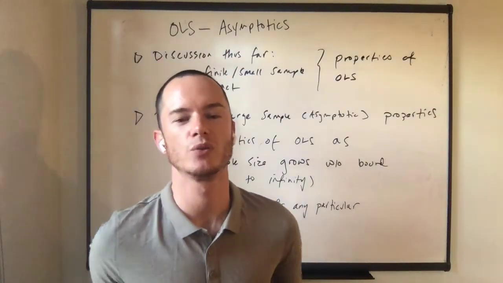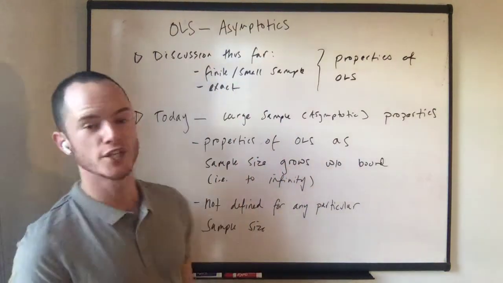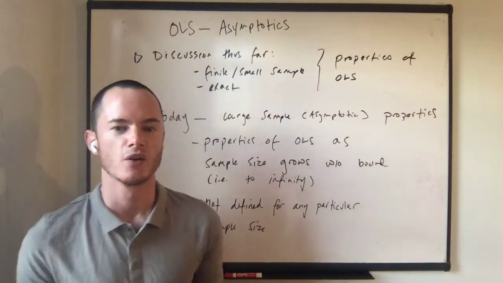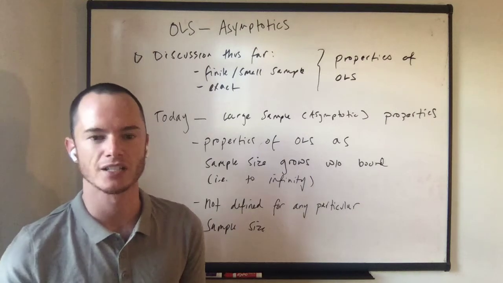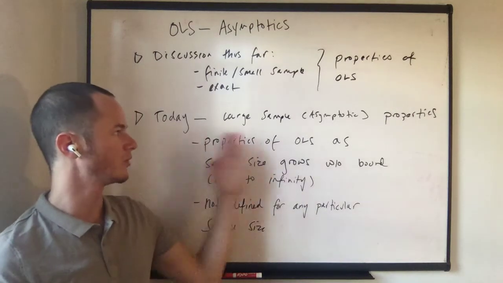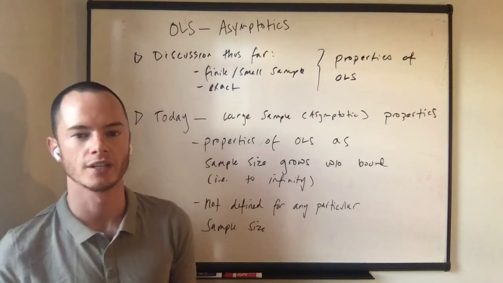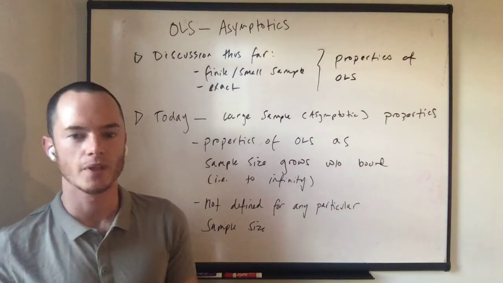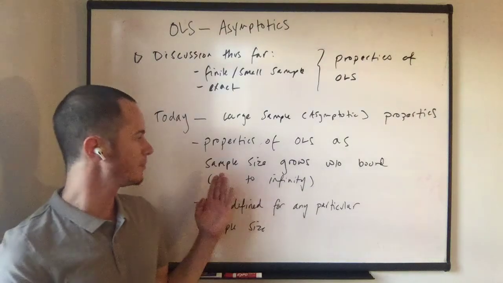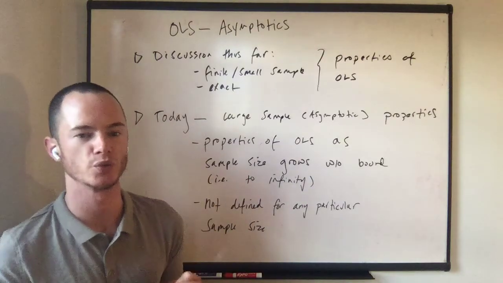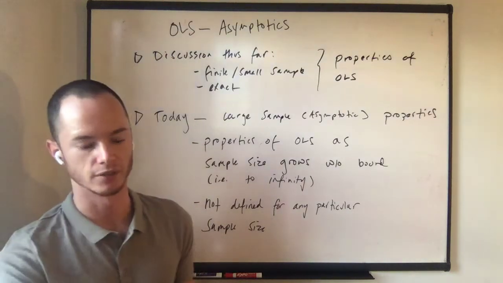In this video, we are going to discuss the asymptotic properties of OLS. The discussion thus far has been with respect to the finite or small sample properties of OLS, and we've also derived some exact properties of OLS. And today what we're going to do is discuss the large sample or asymptotic properties of OLS. So what we mean is that we're looking at the properties of OLS as the sample size grows without bounds, so as the sample size goes to infinity. We are not thinking about any sample size in particular.